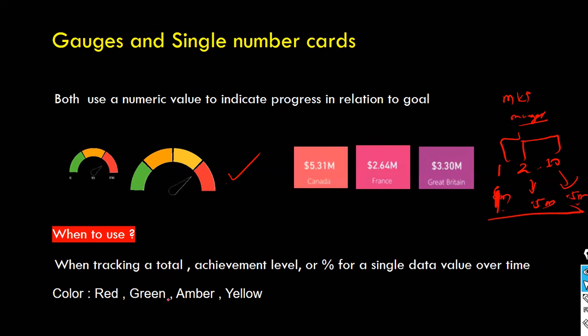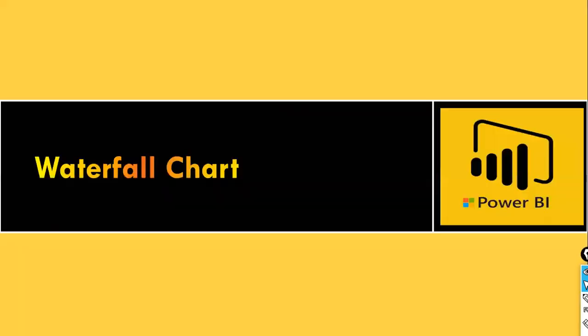And the colors red, green, amber, yellow, like the traffic signal. Red is wrong, we are not able to meet the target. Green is yes, we are way above the target set by the manager. Amber is we are in the borderline kind of thing. And yellow is kind of, it's okay, right? It's okay kind of thing.